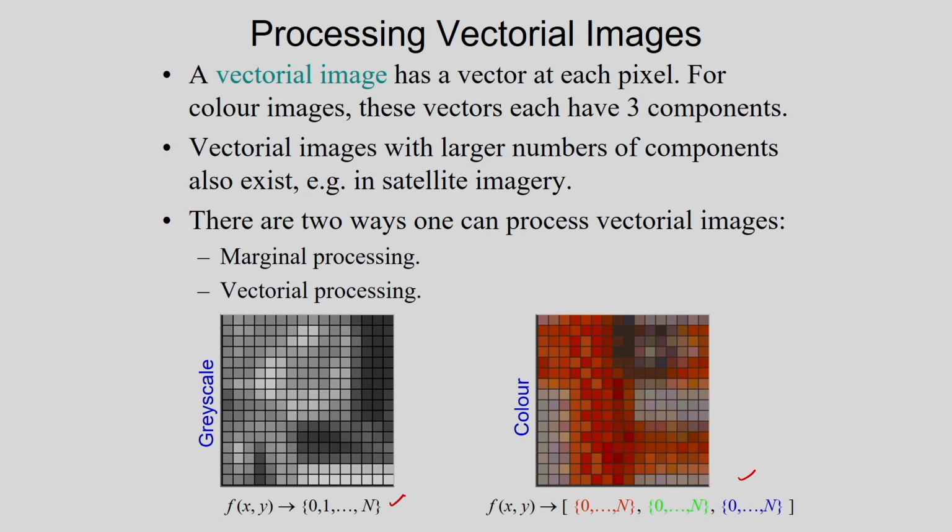So, in the marginal processing, what can I do? I can process the RGB components separately. But in case of the vector processing, I can consider the vector pixel as a whole. That means I can consider RGB as a whole as a vector pixel, and I can process all these components together. That is the vector processing. In the next slide I can show the difference between the marginal processing and the vector processing.